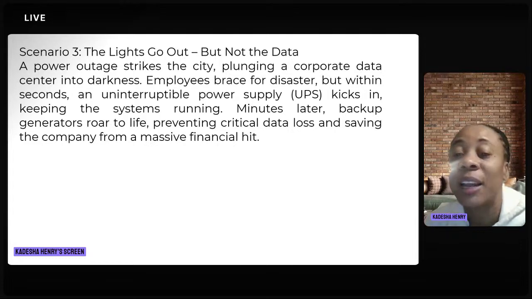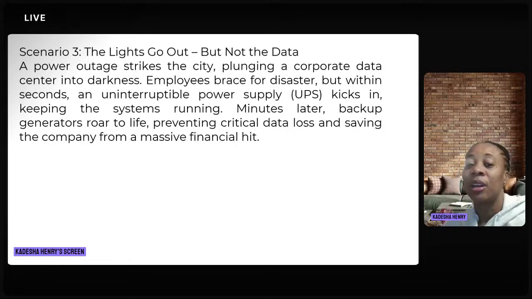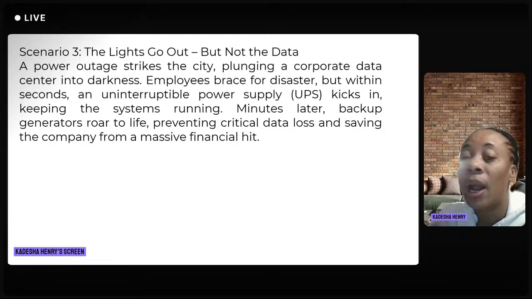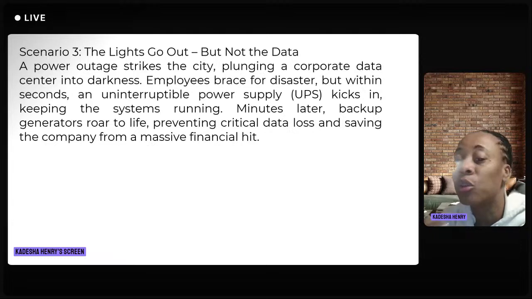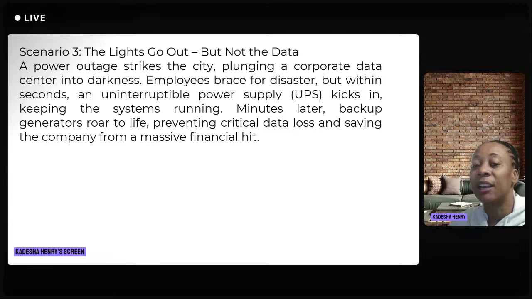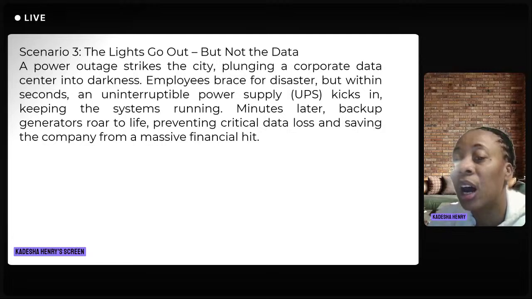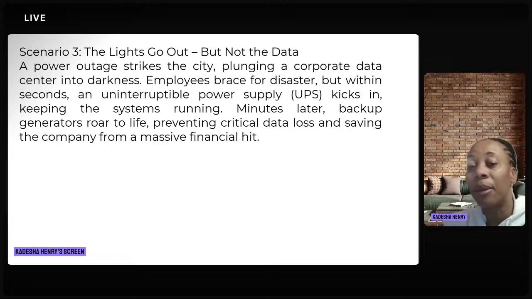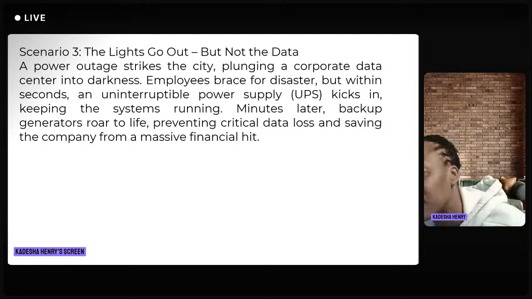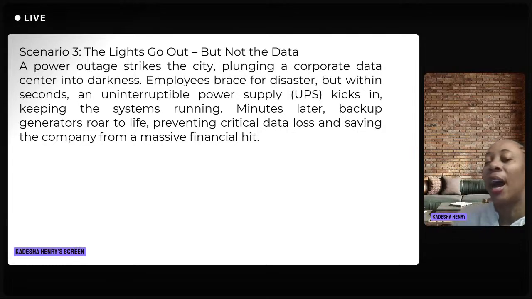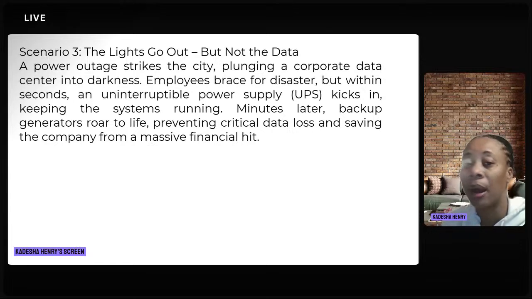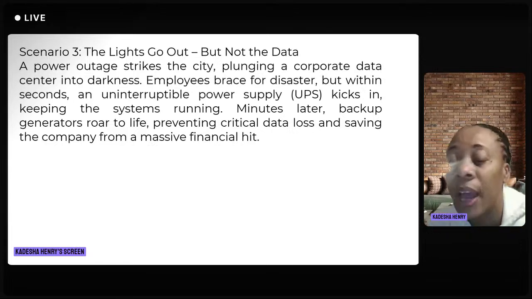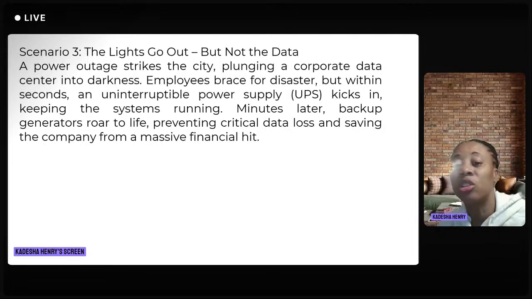The backup generator kicks in minutes later, and it prevents critical data loss and saves the company a lot of money. Because we constantly have backups, there's not a problem. We have everything backed up on the system, so we don't have any data loss. The problem would be had we not done the constant, periodical, weekly or daily backups. The system is just automatically backing up.